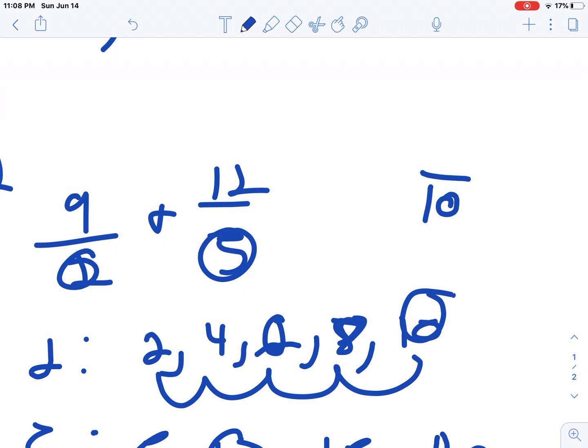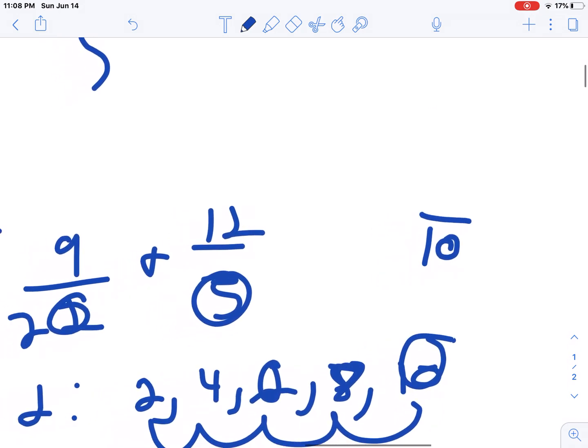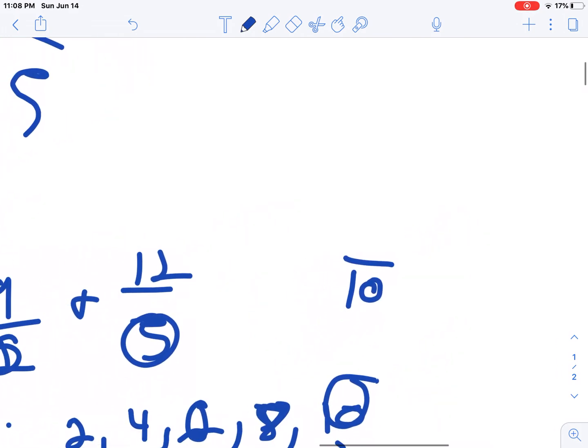So what you normally do is, see we have 2 as a denominator. How many times does 2 go into 10? 5. So what I do is 9 times 5 is 45. So I bring 45. So that's my number. That's my improper fraction.